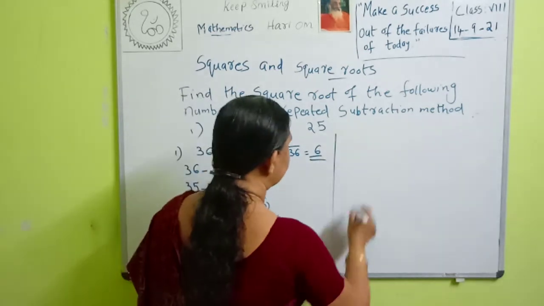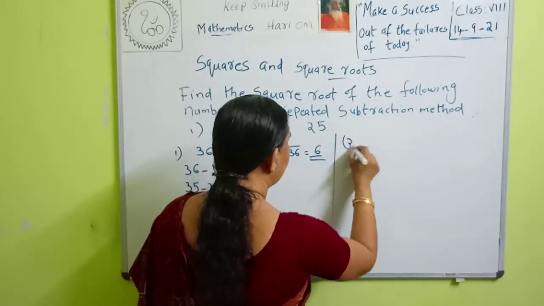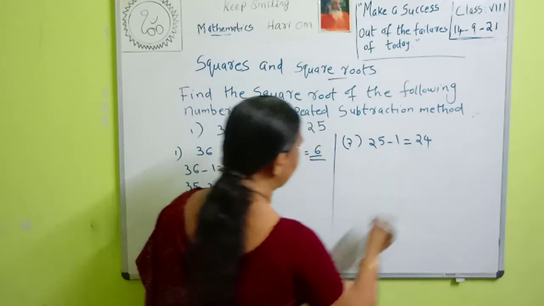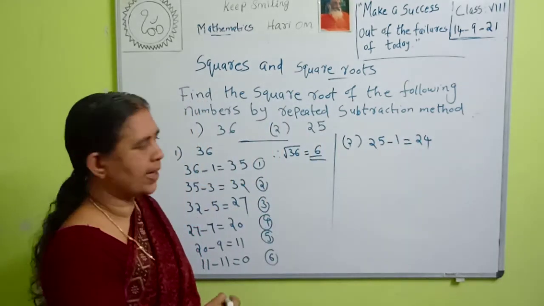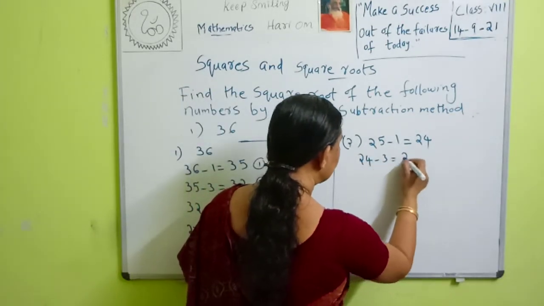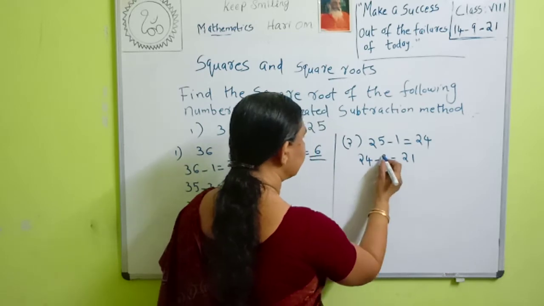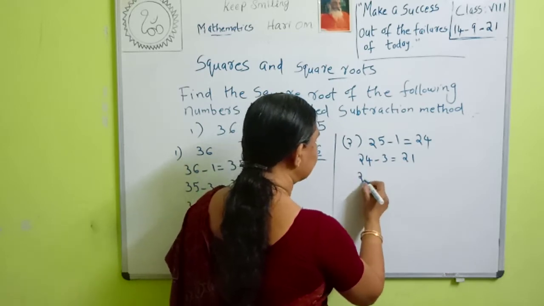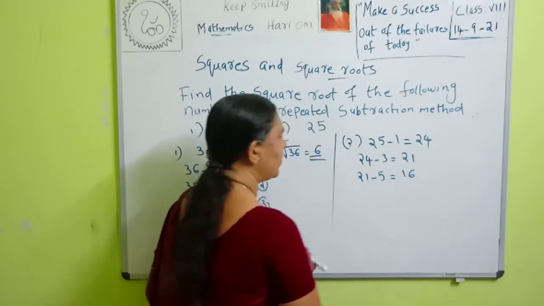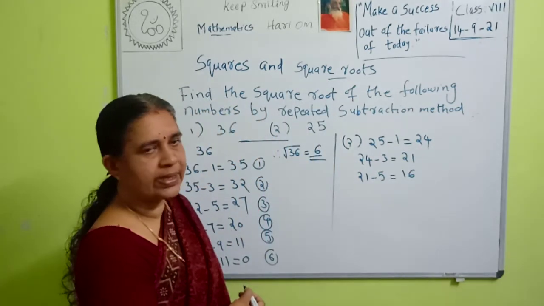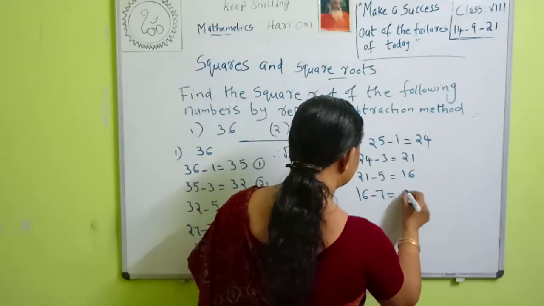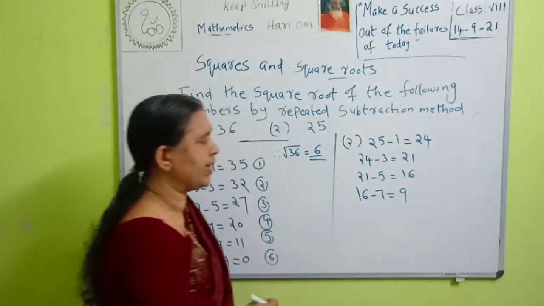Then our second question is 25. First we subtract 25 minus 1. That is 24. Next the odd number is 3. Then 24 minus 3 is 21. Next is 21 minus 5, which is 16. Then what is the next odd number? 7. Then 16 minus 7 is 9.